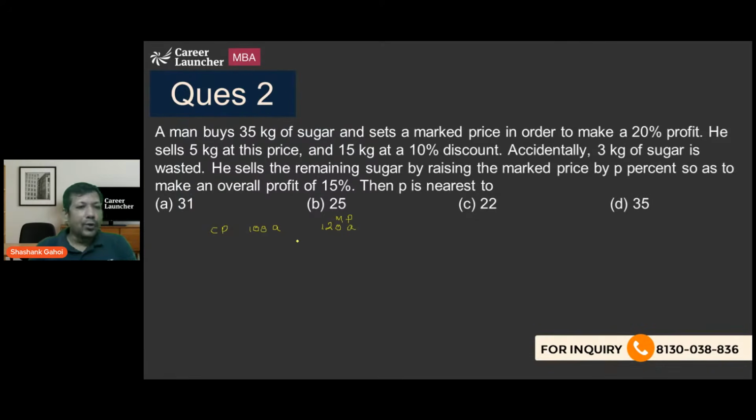Now what is happening? He is bifurcating the 35 kg into small parts. We have 5 kg, then 15 kg, then 3 kg. So 5, 20, 23. What is the remaining value? That is 12 kg.